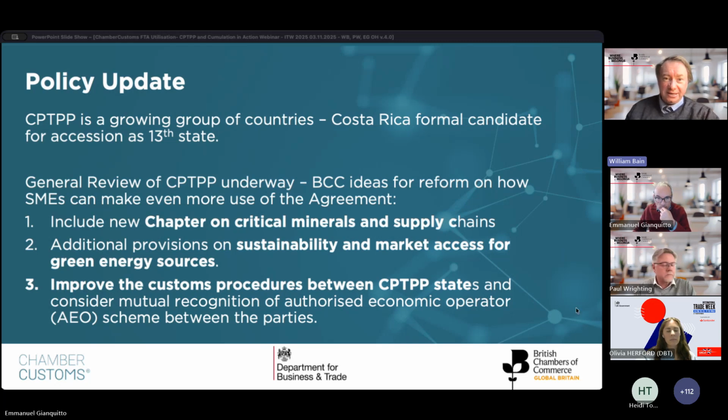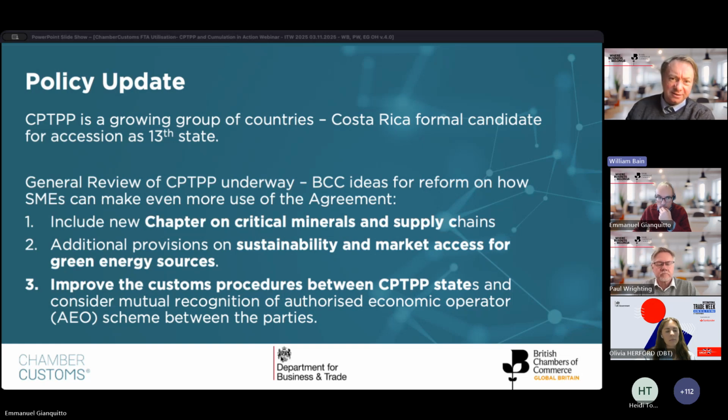Now, as well as broadening its members, CPTPP also has a general review process that takes place every 5 years in terms of trying to deepen its trading terms. And both the BCC and government in the UK, I think, would have a shared ambition about seeking to deepen those trading terms over the coming months and years. And so we've submitted about 11 ideas where we think the agreement could be deepened even further to allow even more use of this agreement to be made.